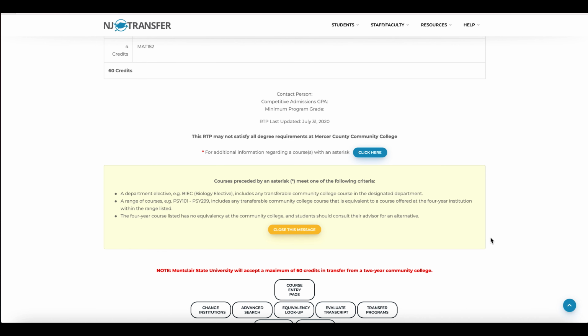The four-year institution will often list additional information at the bottom of the grid that you should also pay careful attention to. For instance, in this case, Montclair has included a note on the maximum number of credits that can be transferred from a community college.